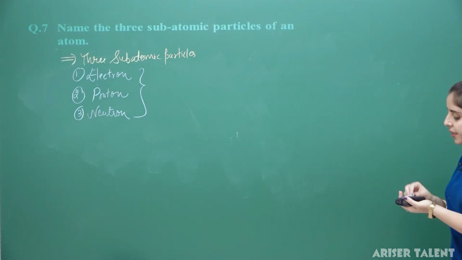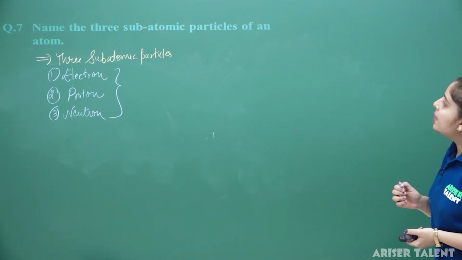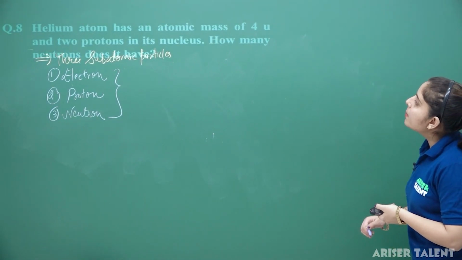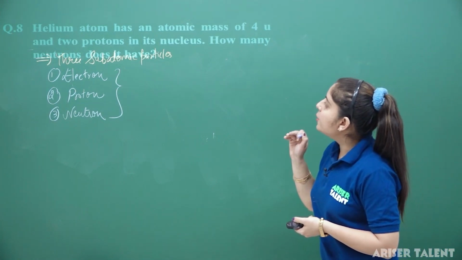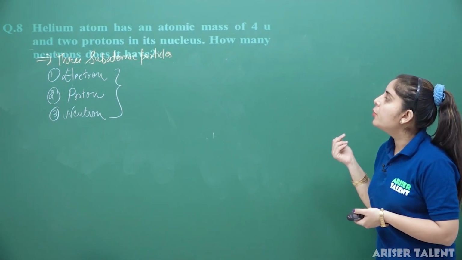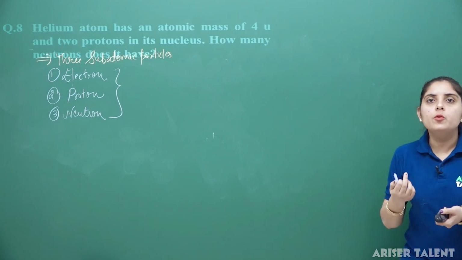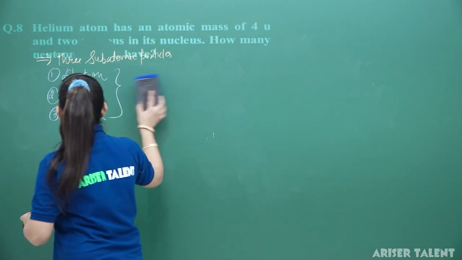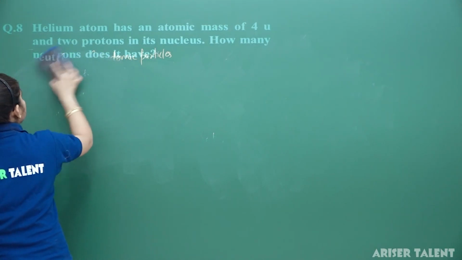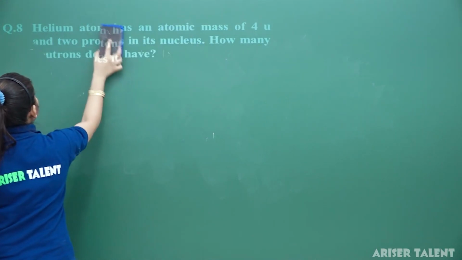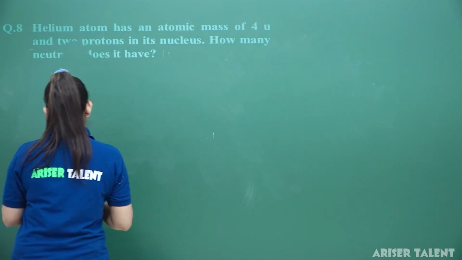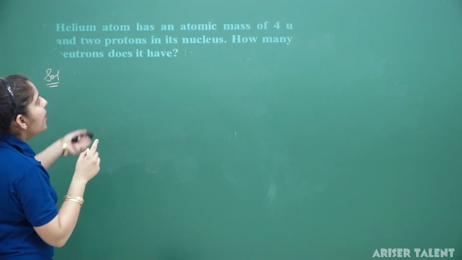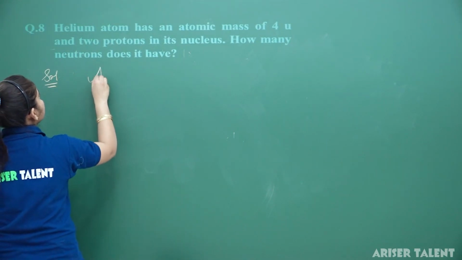Now proceeding to our next question, we have question number 8. Helium atom has an atomic mass of 4 units and 2 protons in its nucleus. Now we want to calculate the number of neutrons in the helium atom. So we have, helium atom has an atomic mass of 4 units.